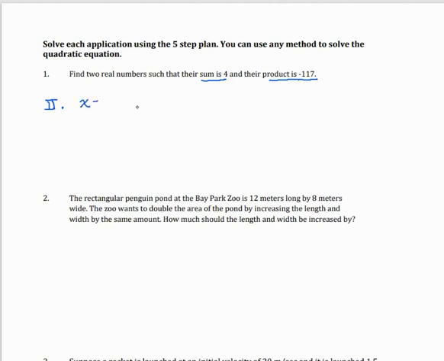Step 2 is what's super important, identifying our variables. So I'm going to say x is our first number. We're looking for 2 numbers. And if their sum is 4, that means that 4 minus x is the second number. Right? If their sum is 4, the 2 numbers together equal 4, so 4 minus the first one gives me the second one.